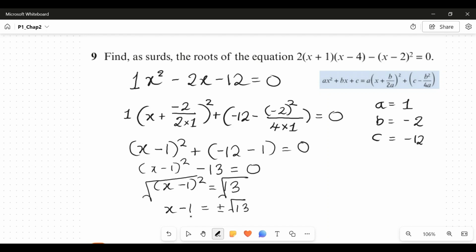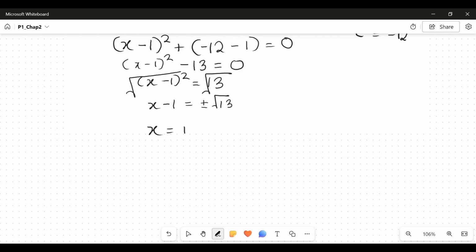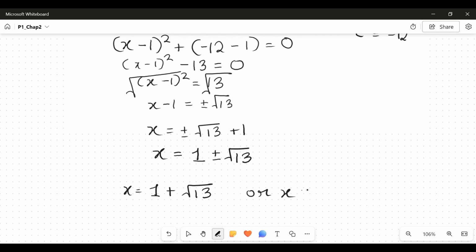And then we must take plus 1 to the other side of the equation. So we get x equals plus or minus square root of 13 plus 1, or this can also be written as x equals, we can bring the 1 first and then plus or minus square root of 13. And these can break off into two answers because we know one of the answers is x equals 1 plus square root of 13, or x equals 1 minus square root of 13. And we have found the roots of that equation in the form of a surd.